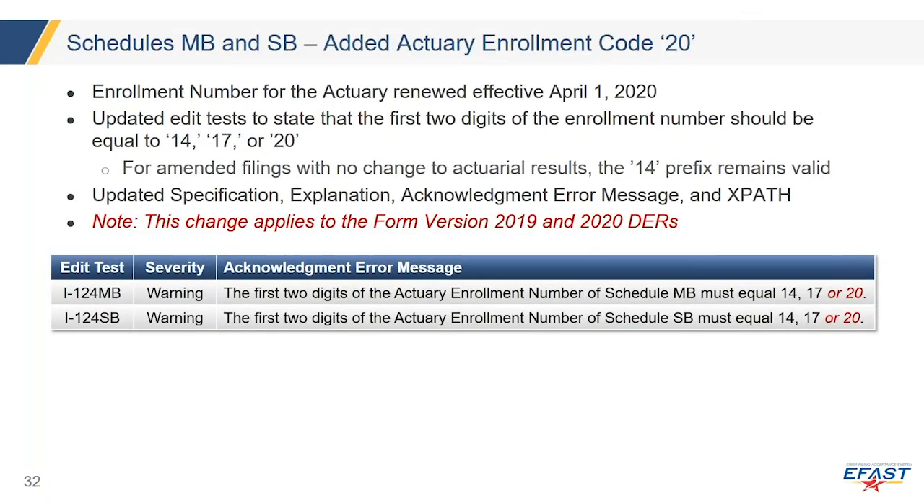Another change that's kind of separate from everything else, but Marianne mentioned this earlier, is the change for the schedules MB and SB. The enrollment code prefix 20 is added to the existing codes 14 and 17. The 14 code remains valid for amended filings with no changes to actuarial information. This change applies to both the 2019 and 2020 forms and affects edit tests I-124MB and I-124SB. And of course, once this change is made for the 2019 and 2020 DERs, those two edit tests, which are currently masked in production, will not be masked.